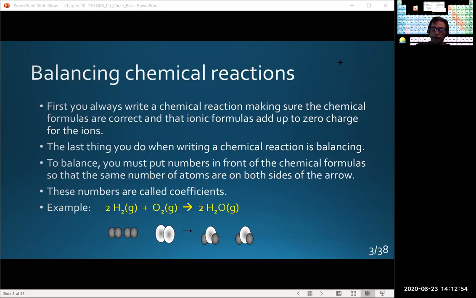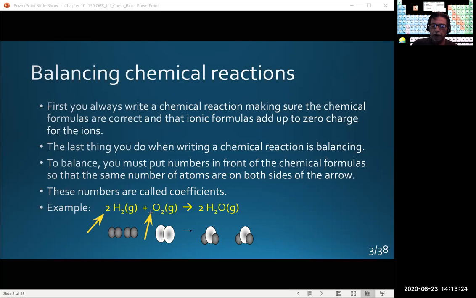Now, once you balance it, it's very crucial that we balance it correctly, because we're going to use this information when we start doing calculations. And so now take a look at the coefficients. 2 hydrogen molecules per 1. If there's no number in front of the molecule, it's understood to be 1. So the ratio is 2 to 1.